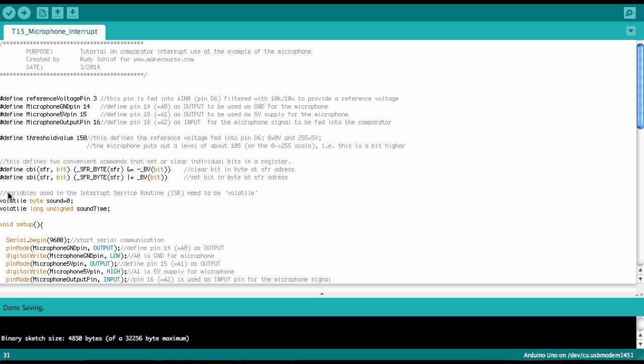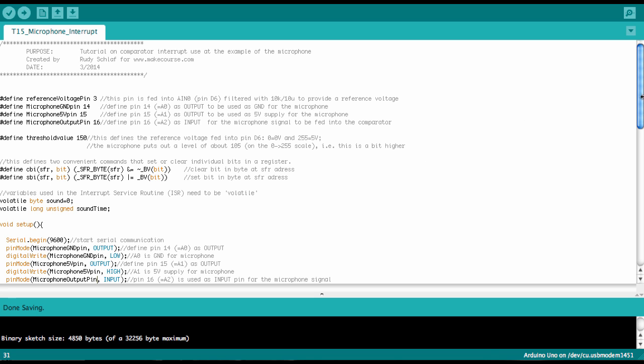Next, we define a couple of variables that are being used in the interrupt service routine, the ISR, and as said before, they need to be volatile. So we have sound0, that's used as a flag for a sound event that happened. When this goes to 1, then the sound event has occurred. And we have the second variable here, sound time, that stores the time at which the event occurred.